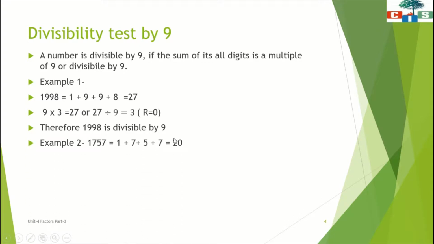Now we will see the next example, that is 1757. Again steps are same. We have to add all the digits, that is 1 plus 7 plus 5 plus 7. So 1 plus 7 is 8, 8 plus 5 is 13 and 13 plus 7 is 20. Now we have to see whether this sum is divisible by 9 or not. We can see that 20 is not divisible by 9 because when we divide 20 by 9, it will leave remainder as 2. It means that this whole number is not divisible by 9. Therefore 1757 is not divisible by 9.